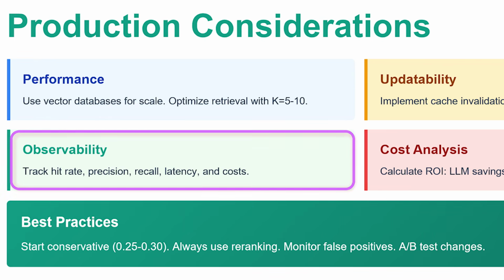Third, observability. You need to be tracking your metrics constantly: hit rate, precision, recall, latency, and costs. Set up logging and alerts so you know immediately if something goes wrong, like if your cache performance surpasses the expected range, or if you are getting a spike in false positives.